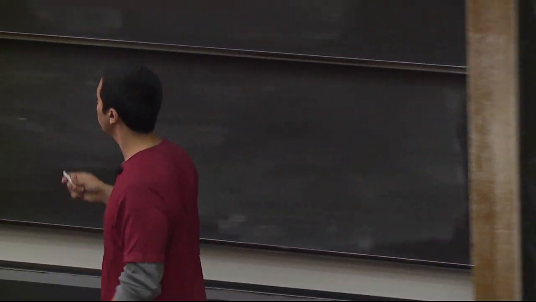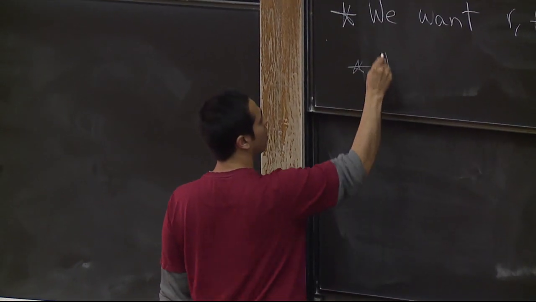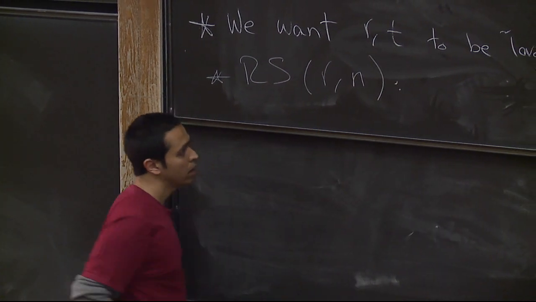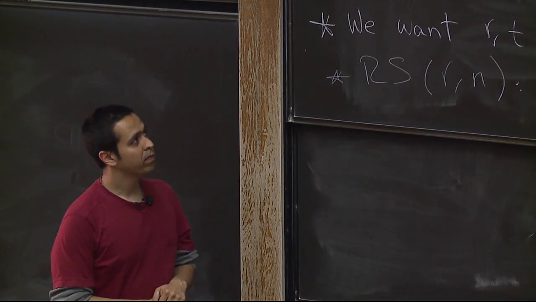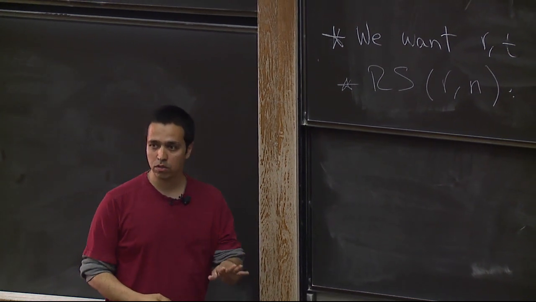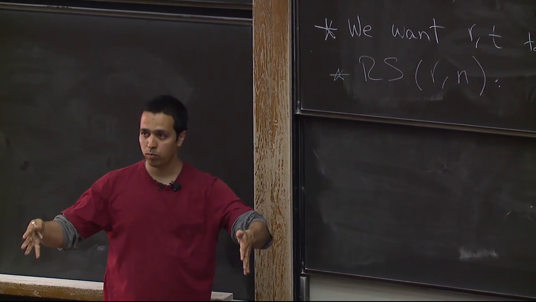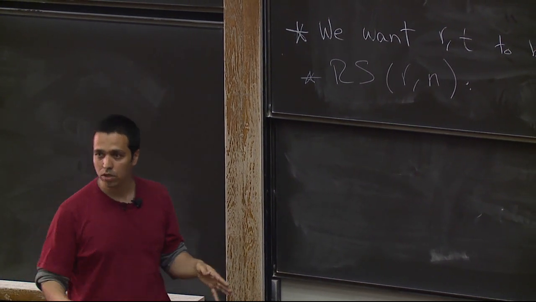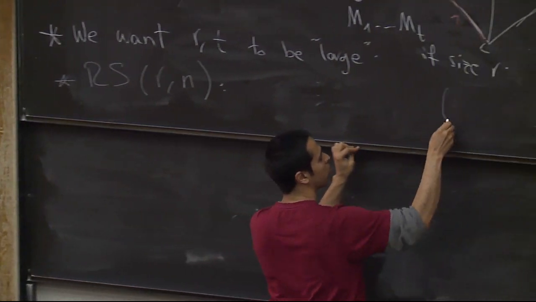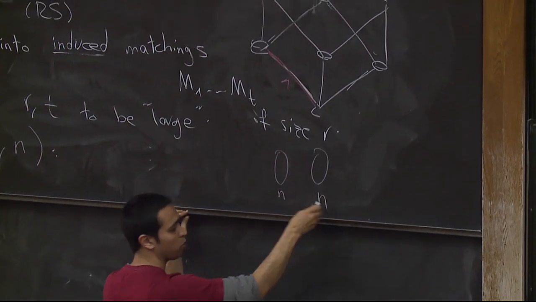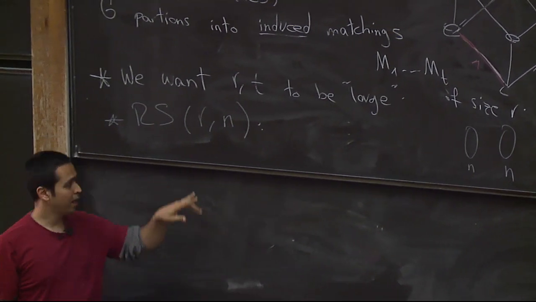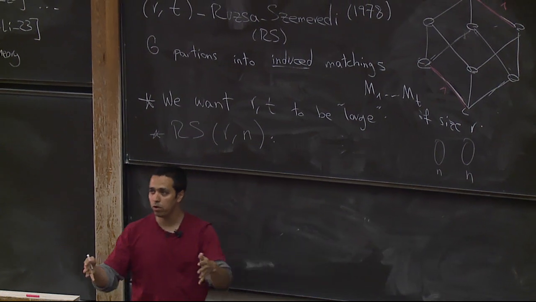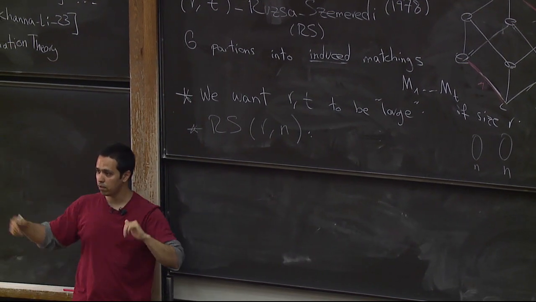One thing, let me just write here: RS of R and N. I'll try to stick to this convention that I have a bipartite graph, left has n vertices, right has n vertices also. I may forget about that, just remind me. So this is n, this is n. So my graph has 2n vertices. And when I write RS of R and n, n refers to this thing. So I'm talking about bipartite graphs with n vertices on the left, n vertices on the right.